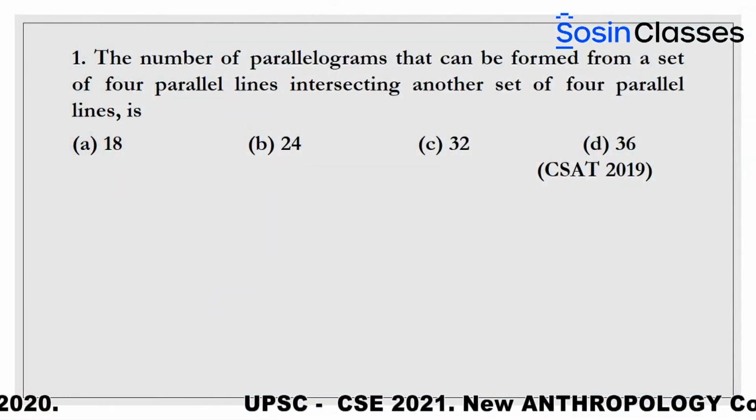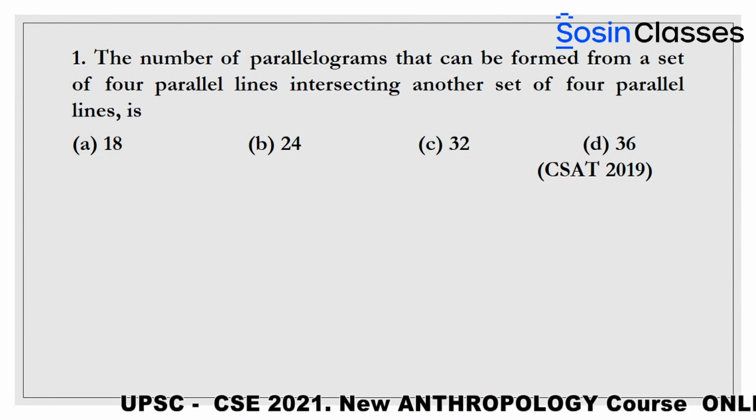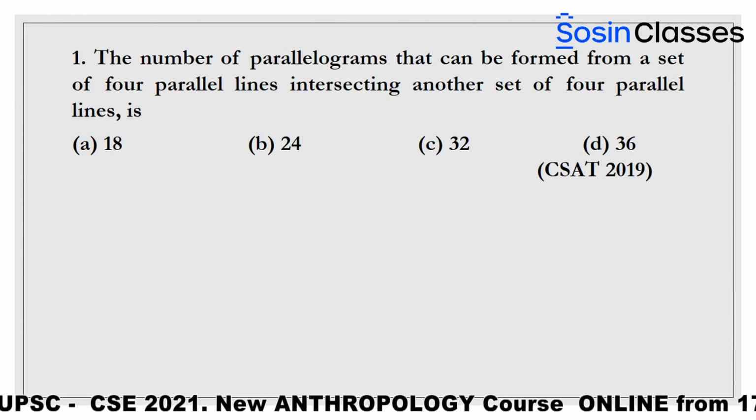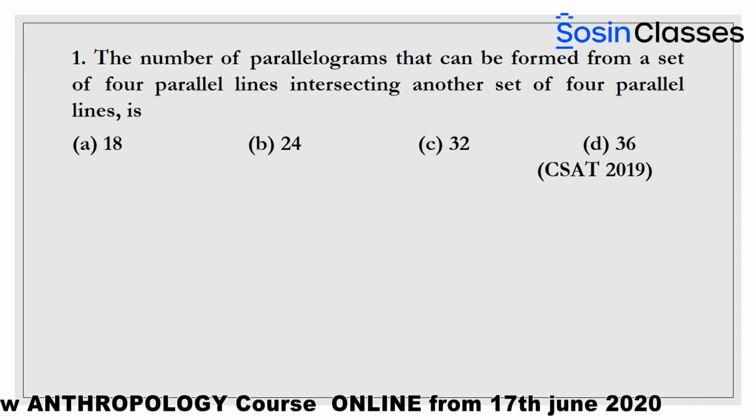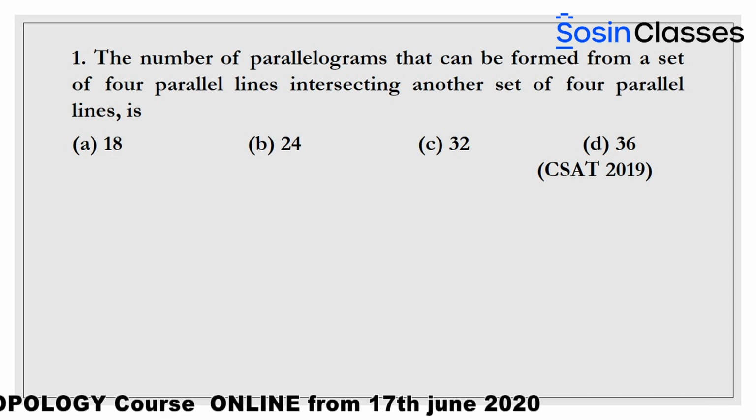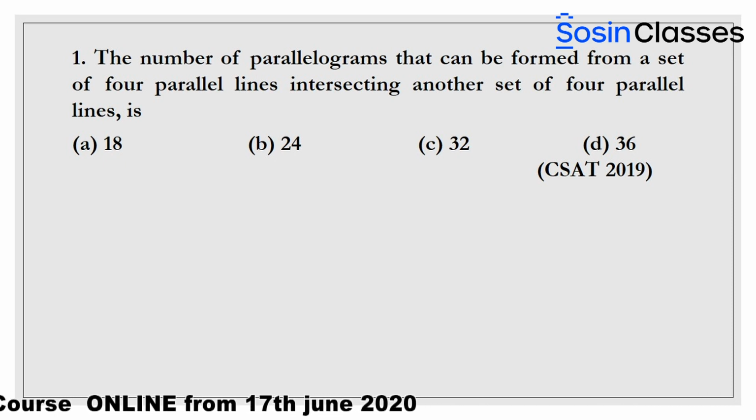So please note, the answer is the fourth option. First question, fourth option. And please note, this question was asked in CSAT 2019. So counting rectangles or counting squares is very important because these questions were repeatedly asked in the exam. Now let us discuss the next question.